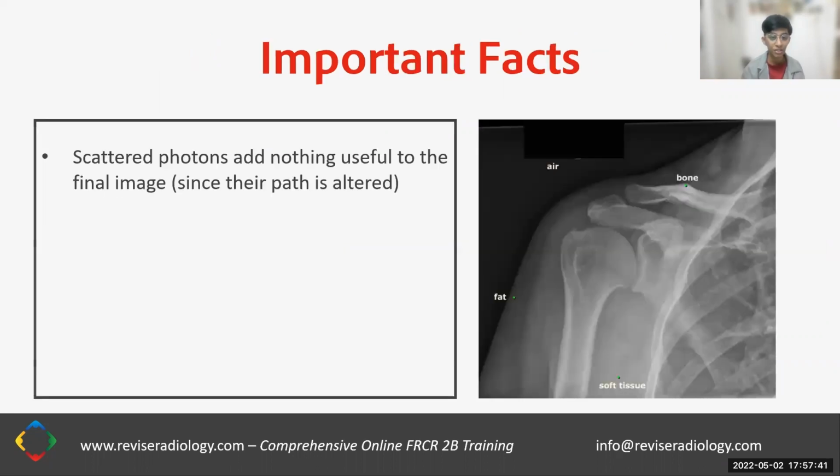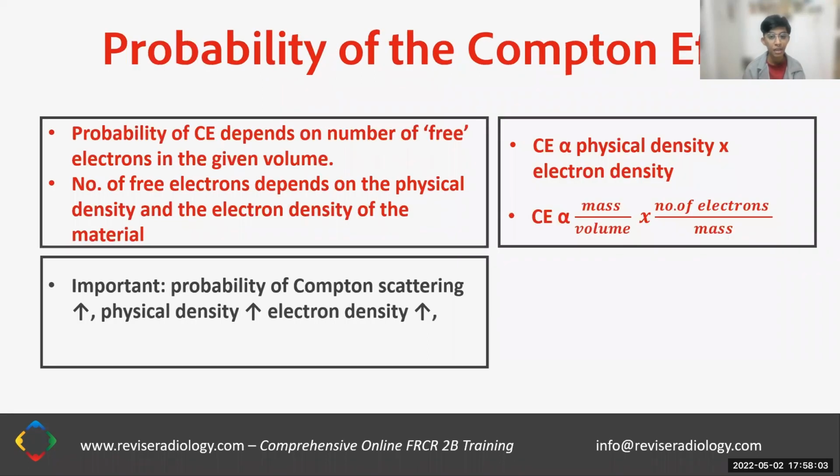So another important thing to note. And so finally, we should remember that scattered photons don't add anything useful to the final image. This is because their path through the material has been altered. So they are not usually picked up by the detector. So what scattering is doing is it's destroying some of the information that we would have gotten from the image otherwise.